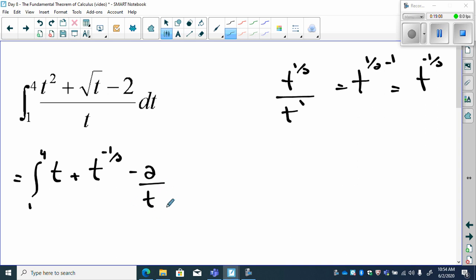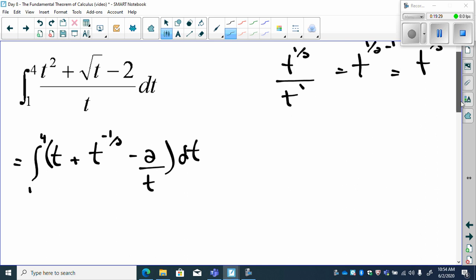Remember, this is a different rule. I don't want to bring that up and call it negative 2t to the negative 1, because if I add 1 to the negative 1, I get 0. I can't divide by 0. This requires my ln, my natural log. So I've just rewritten this original integrand to look like this.